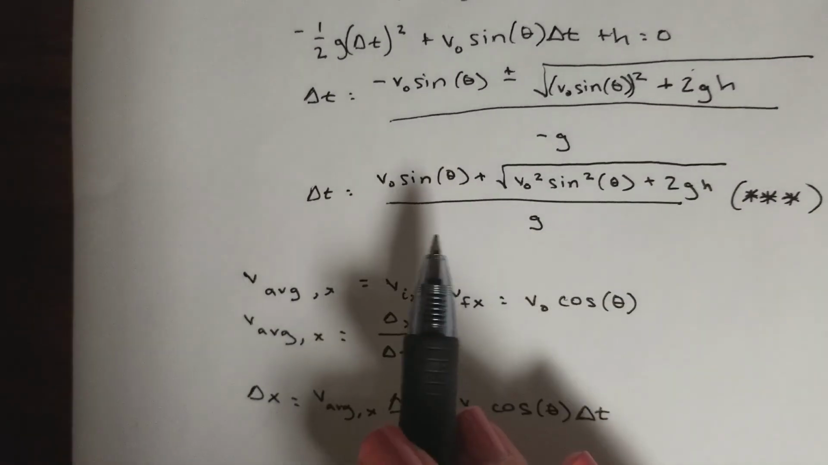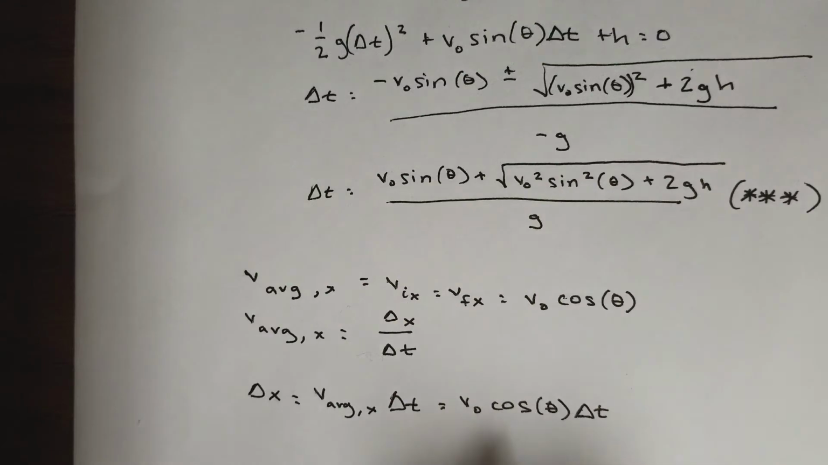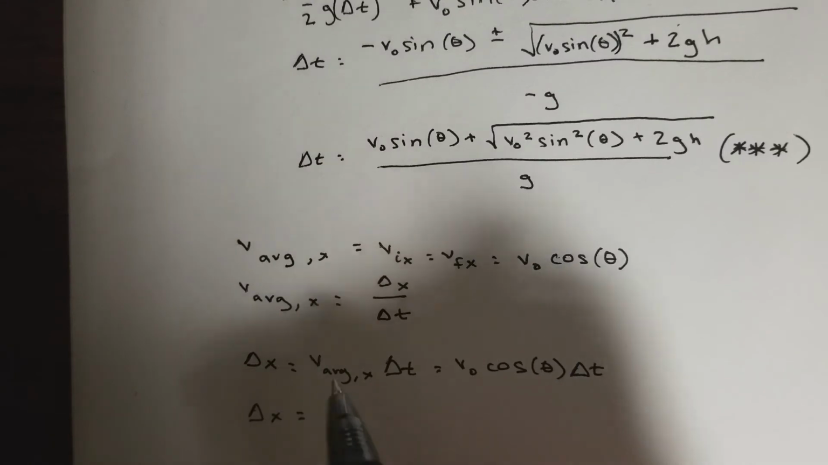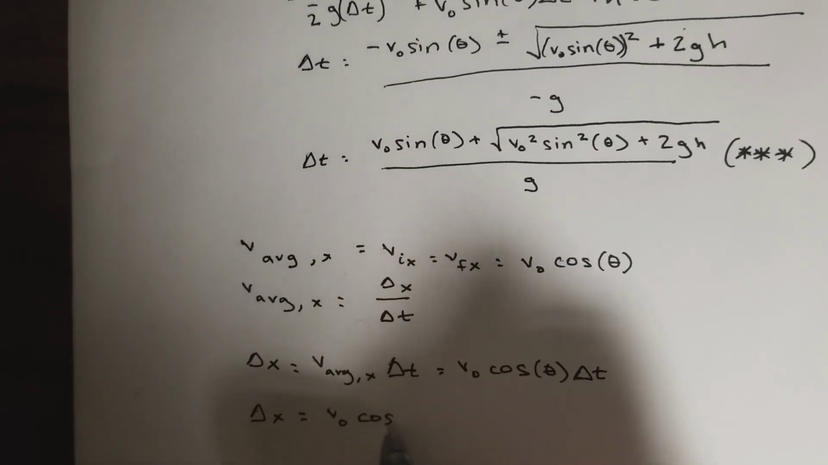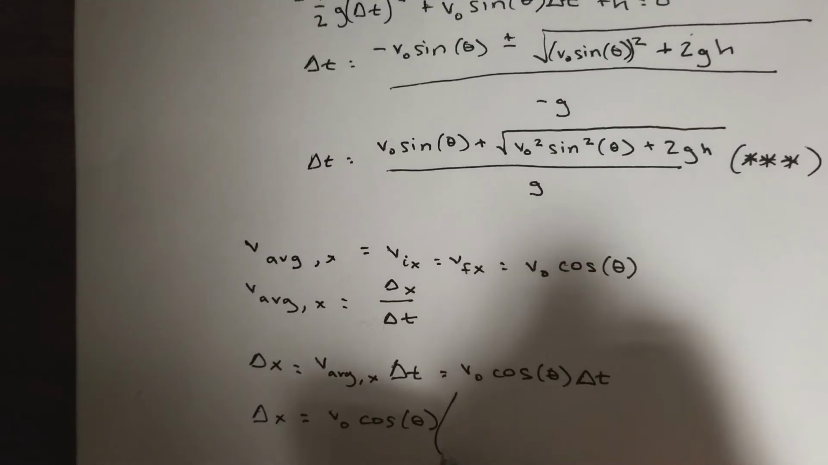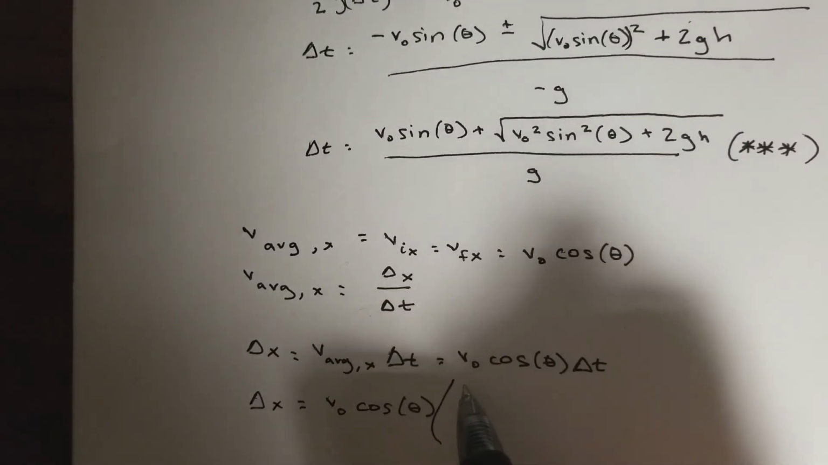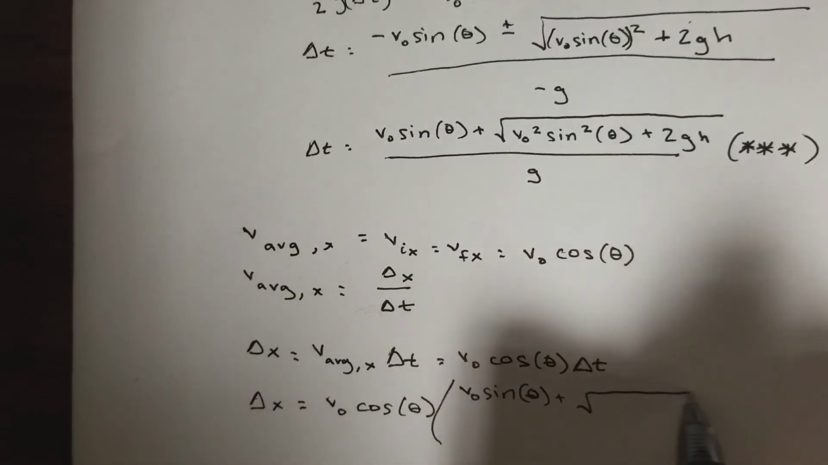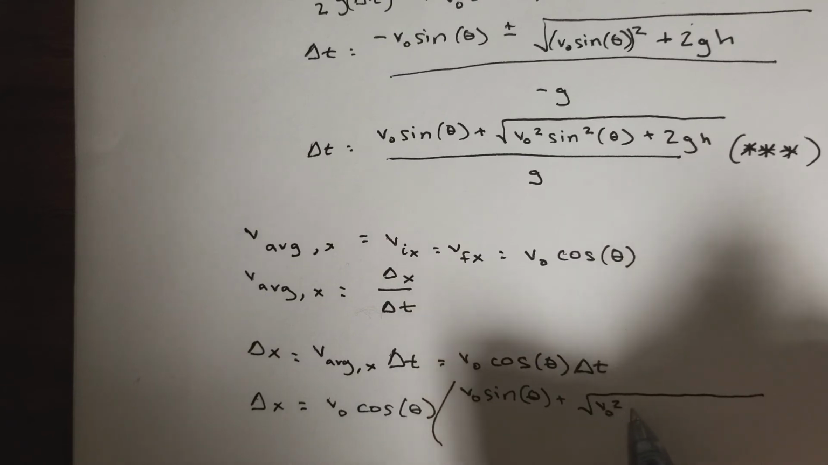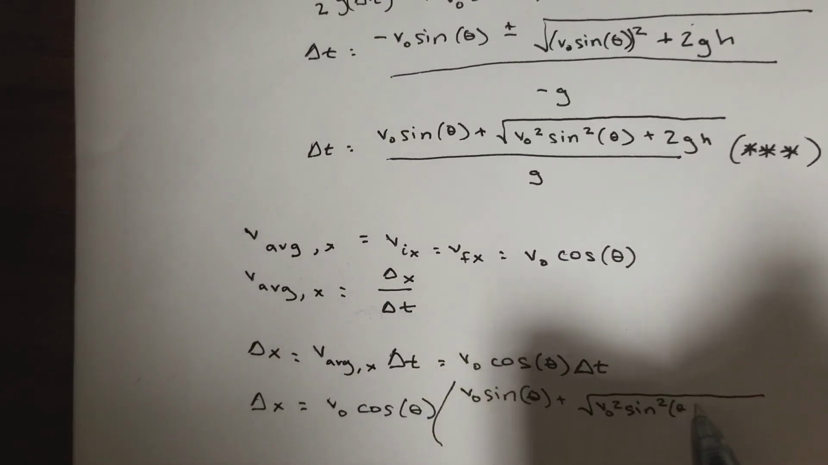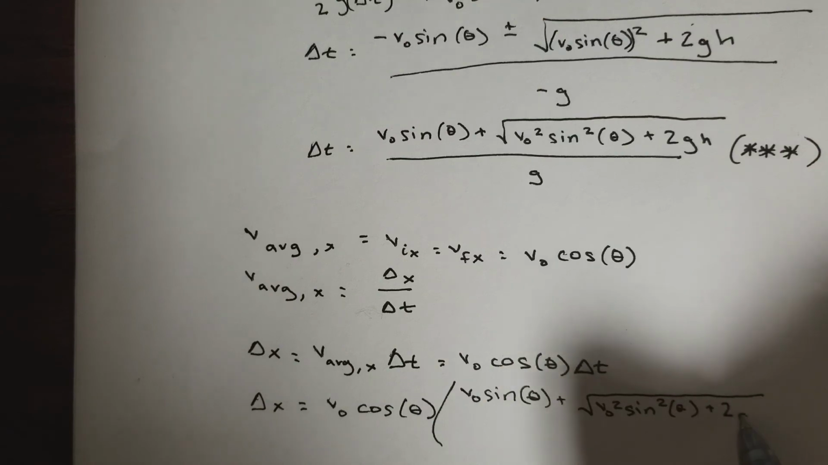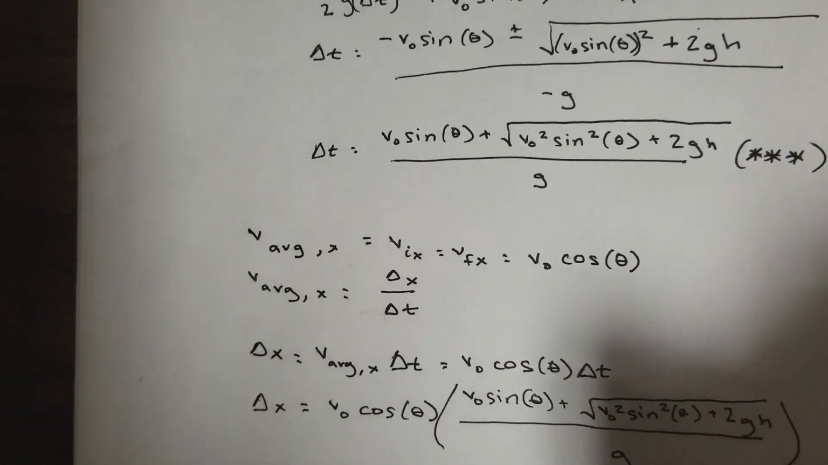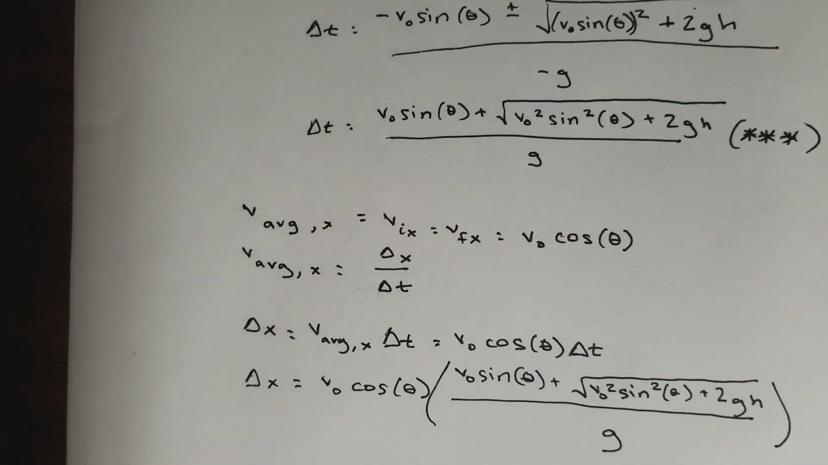But we solved for delta t up here, and we're going to plug that value for delta t back into this. And so we get delta x is equal to v naught cosine of theta times v naught sine of theta plus the square root of v naught squared sine squared of theta plus 2gh over g, which is the distance traveled in the x direction before it reaches the ground.